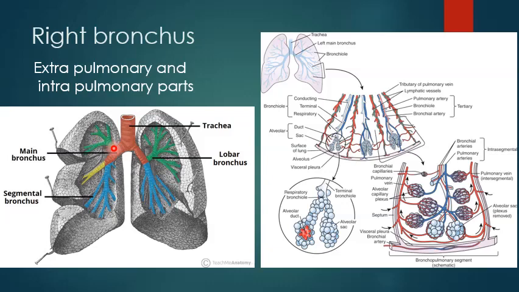After giving off the eparterial bronchus, the principal bronchus will continue downwards and laterally, and then gives off secondary lobar branches for the middle lobe. This is the middle lobe of the right lung, and the lower lobe of the right lung. This is the lower lobe, right? So altogether there will be three lobar branches coming from the right principal bronchus, whereas on the left side there will be two lobar branches or secondary bronchi. Two, because on the left side we will see the upper lobe and the lower lobe.